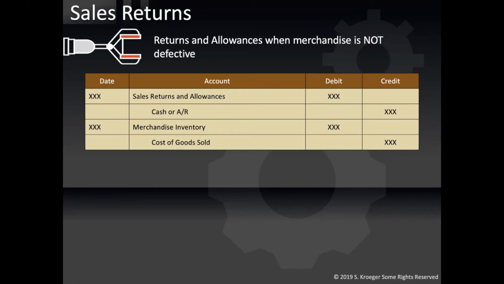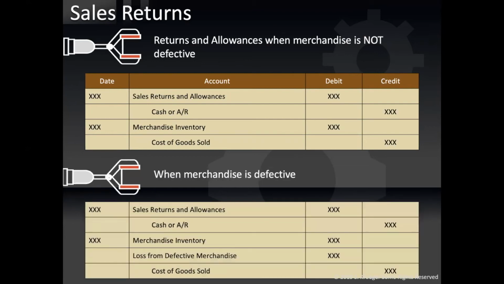We put the returns into this account to keep track of how many of our sales were returned. The account is a contra revenue account. This means it is in the revenue section, but lowers our revenues, which makes sense because the goods were returned. We will look at this more in the last topic.